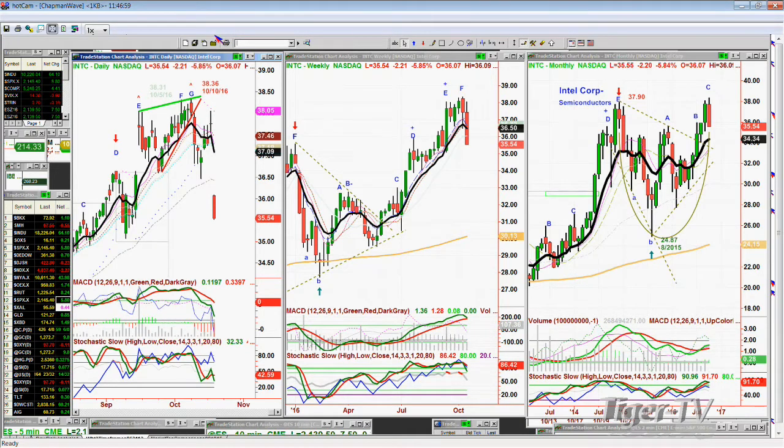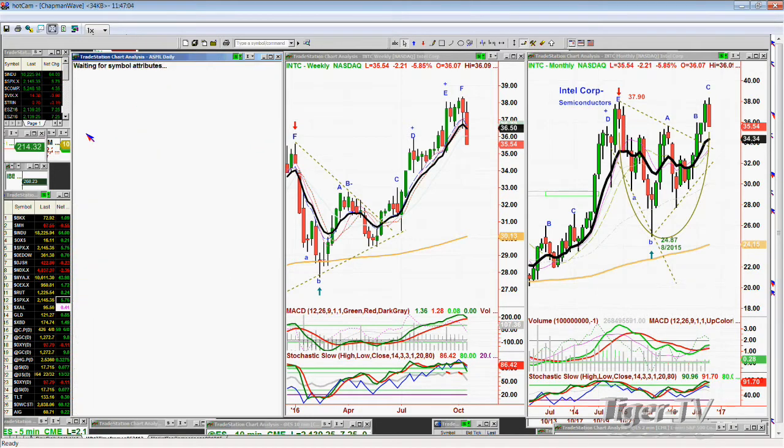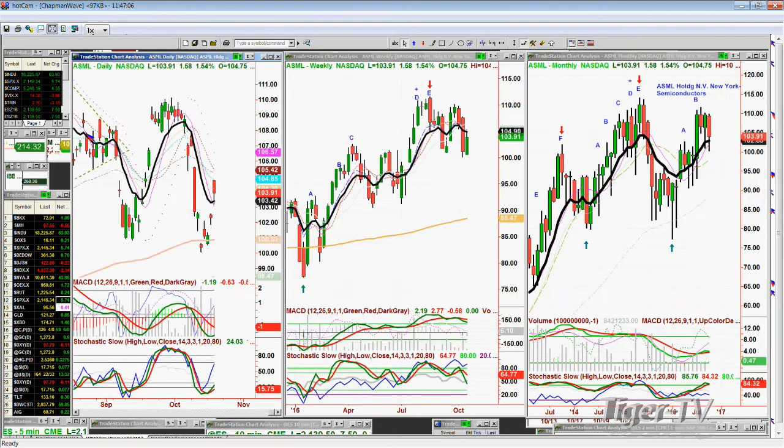Question is ASML. I don't believe I have it updated. I used to do it. I haven't done it for a while. I've got a peak E with the H pattern failure. Oh, ASML Semiconductors Holdings NV, New York, NV Netherlands, I think that is. So what wave count? Well, the wave count has failed.